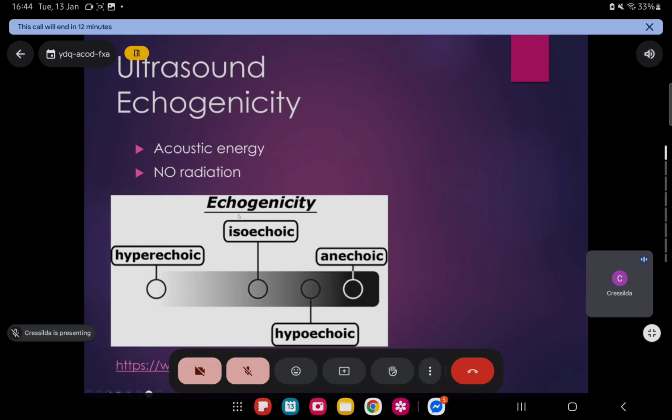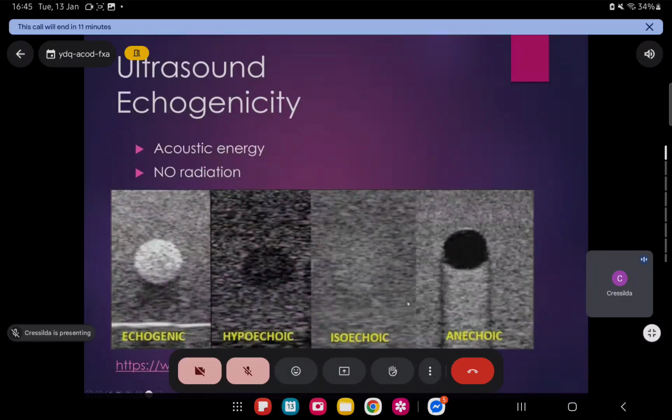Okay, so we have echogenicity. Anechoic appears very, very dark. Hypoechoic is also dark, but not as dark as anechoic. Isoechoic means that it is the same as everything else. Hyperechoic is brighter. So this is how it looks like. Anechoic, everything is dark. Isoechoic, you can barely see the lesion. Hypoechoic is darker, but not as dark as anechoic. And echogenic or hyperechoic means that it is bright.